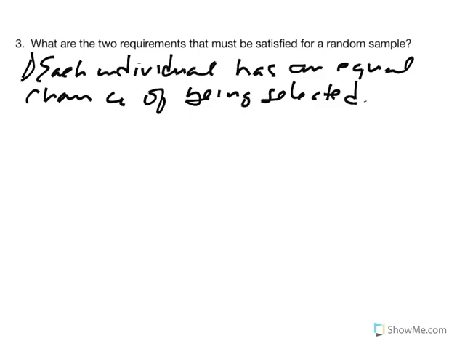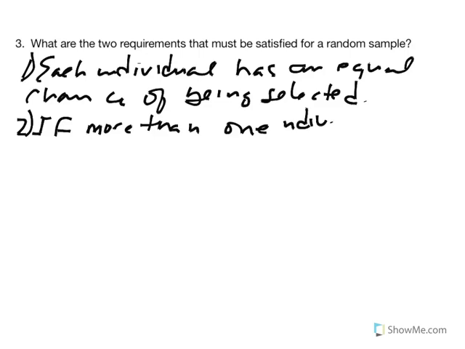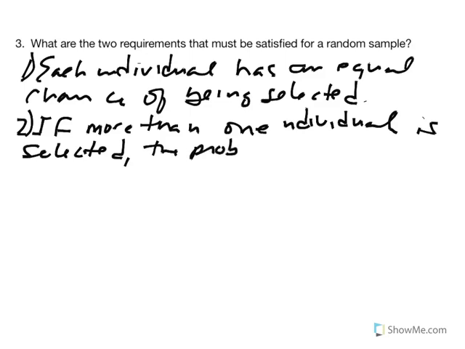from the population. And number 2 says that if more than one individual is selected, the probability must stay constant.